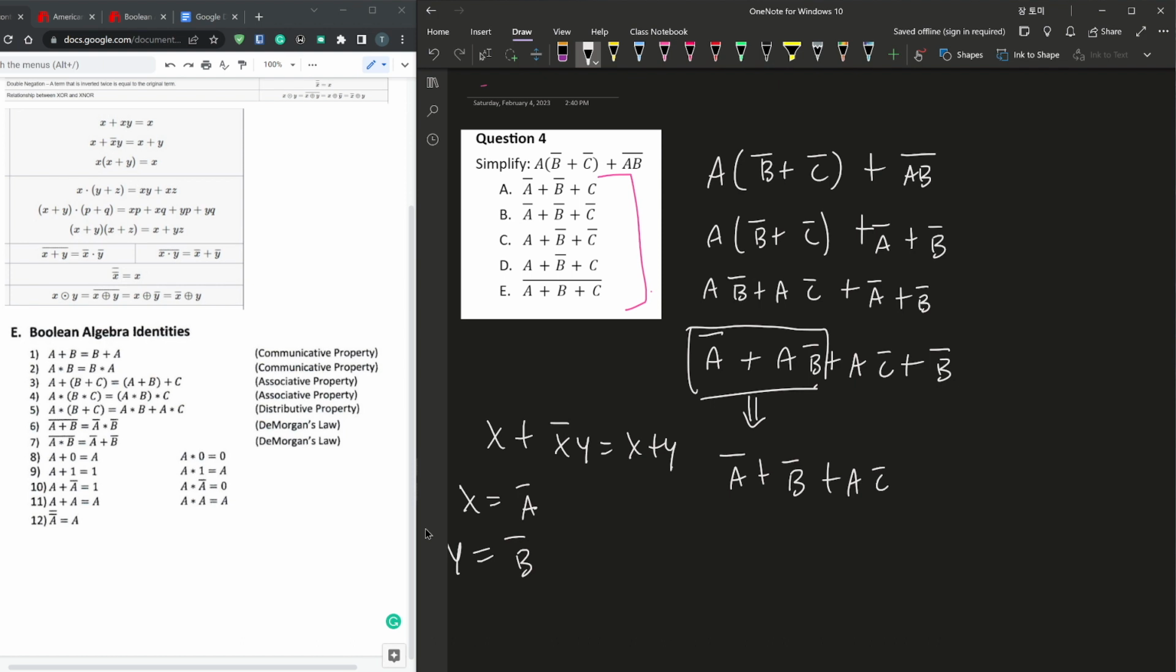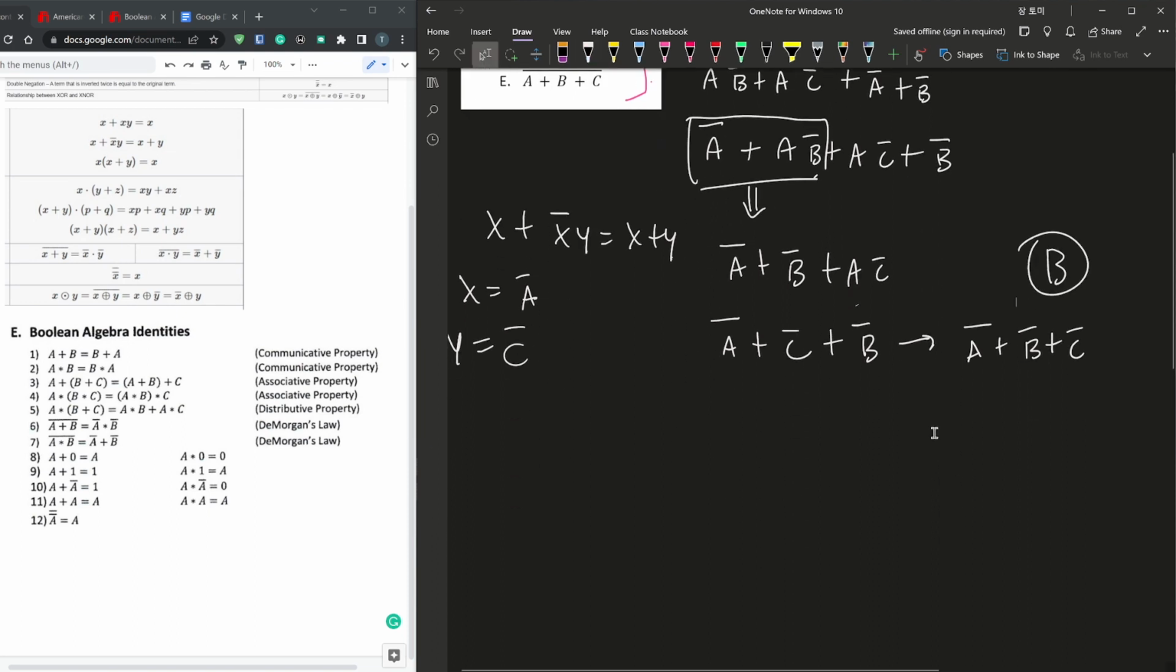Not A plus A not C. Again, we see the same pattern, not A plus not A times C. If we, again, assume X to be not A and Y this time to be not C, we can see the same pattern. So in this case, we can just say not A plus not C plus not B. If we rearrange this, we have not A plus not B plus not C. So the answer for this problem is B.